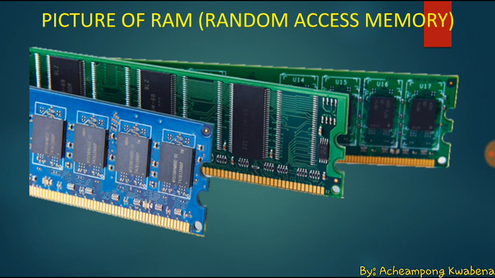Now let's look at how the RAM looks. This is a picture of the computer RAM or the memory. This is what we call RAM or memory. It's being fixed on the motherboard. On the motherboard, we have a slot known as the memory slot. The memory slot is where we fix the RAM or the computer memory. Now let's move on to the next internal hardware component.